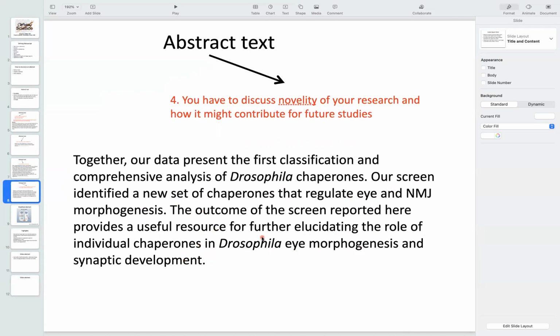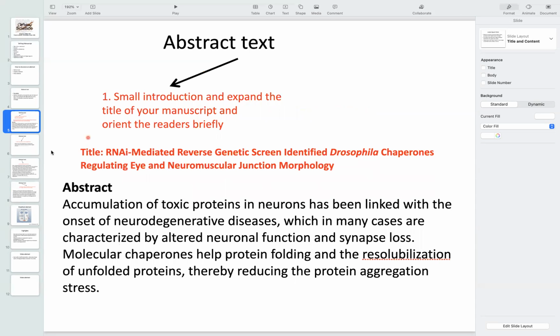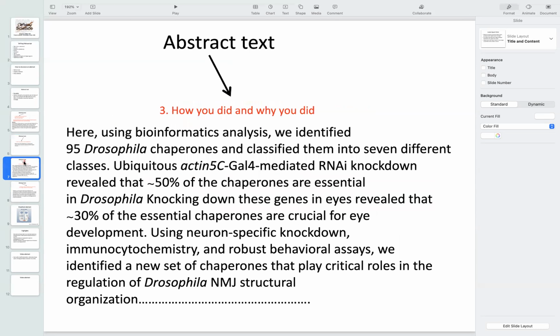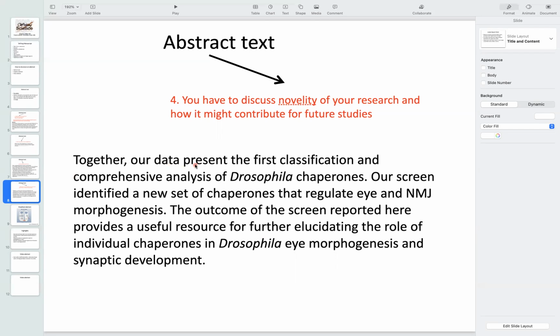So here I have written novelty, why this is important, and what can be done in future studies. So this is the 4-step. First step, you have to briefly introduce. Second step, you have to highlight what is not known. Third step, how you did and why you did. And the fourth step will be the novelty of your research and how it contributes to further studies or future studies. Okay, so people basically, when they write an abstract, they used to follow these 4 steps. I used to follow these 4 steps.